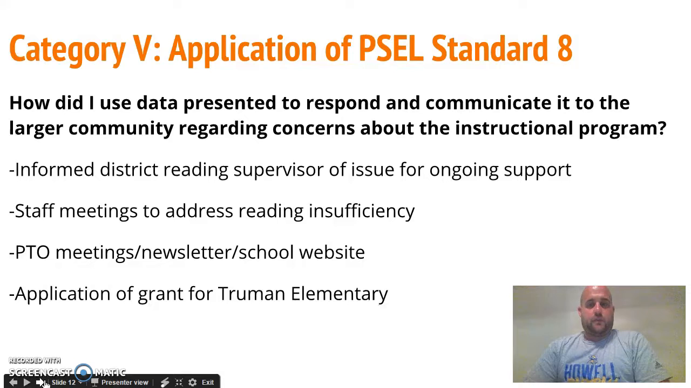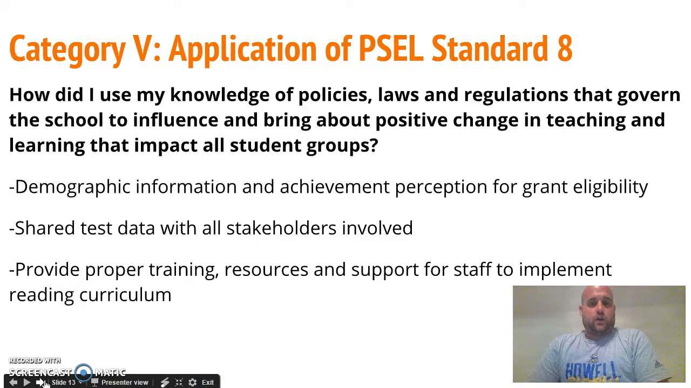How did I use data presented to respond and communicate to a large community regarding concerns about the instructional program? I informed the district reading supervisor of the issue for ongoing support, staff meetings to address reading insufficiency, PTO meeting, newsletter, and school website, and the application for the grant for Truman Elementary. How do I use my knowledge of policies, laws, and regulations that govern the school to influence and bring about a positive change in teaching and learning that impact all student groups? We went through demographic information and achievement perception for grant eligibility. Obviously, with that grant eligibility, there are certain standards that we had to go through. Shared test data with all stakeholders involved. You can always keep it legal without using names, but we can always show, even with our community, what we're doing on those tests and where we're achieving, our strengths and weaknesses, and so forth.